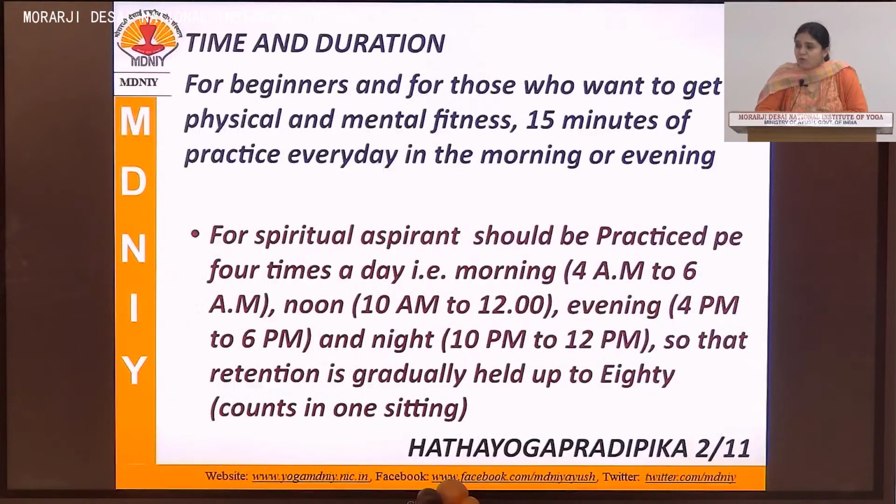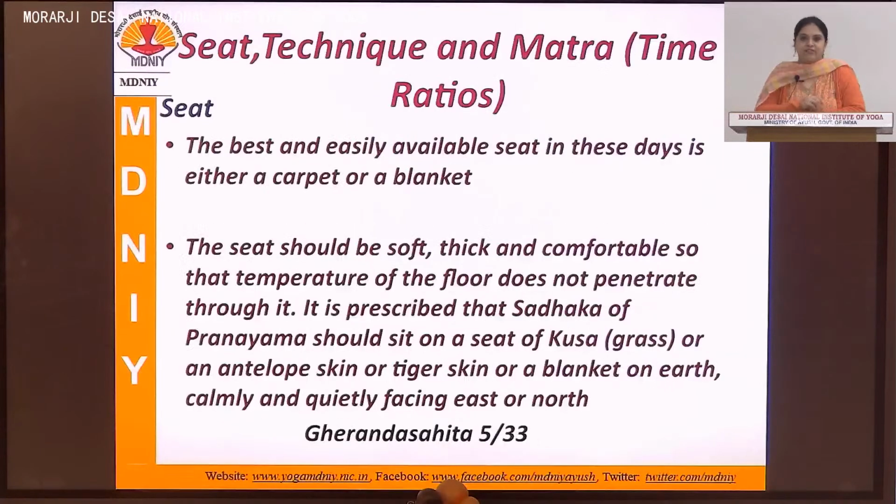Now moving on to the time and duration. For the beginners and those people who just want to get the physical benefits, just 15 minutes of practice in the morning or in the evening is enough. 15 minutes in the morning, 15 minutes in the evening. But the spiritual aspirants who want to get the spiritual benefits of pranayam should do it 4 times in a day. They can do it in the morning 4 am to 6 am, at noon 10 am to 12, then the evening 4 pm to 6 pm, and at night 10 pm to 12 am. Within this time they can do it. Okay. So this is to get the spiritual benefits of pranayam, and for normal people even 15 minutes of practice is enough to get the physical benefits.